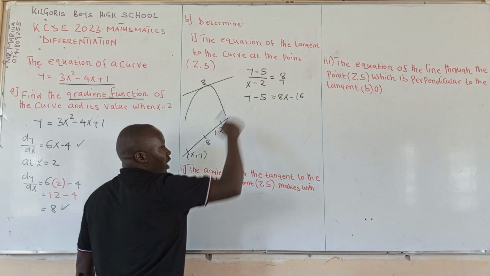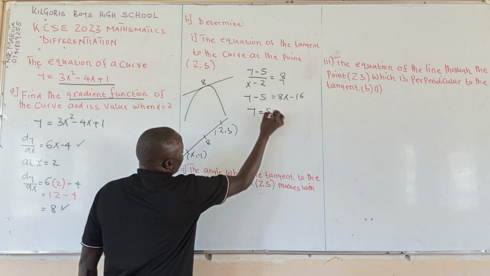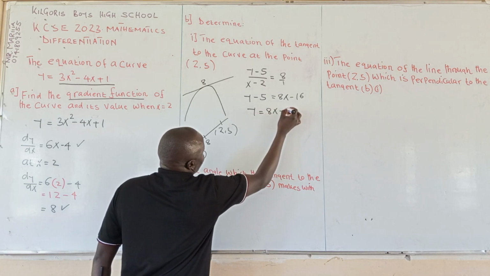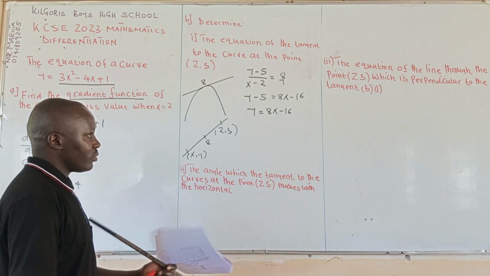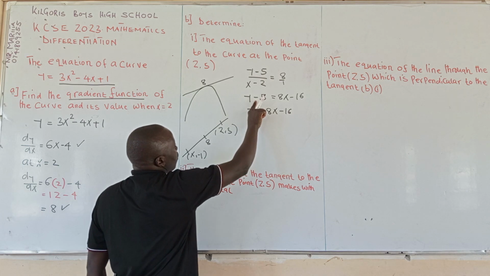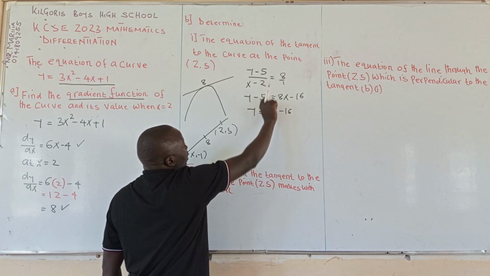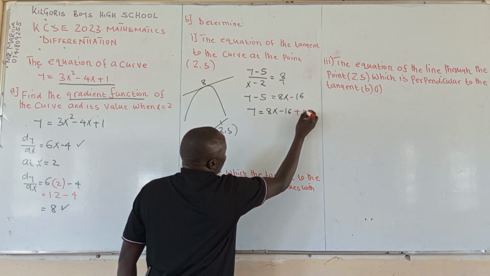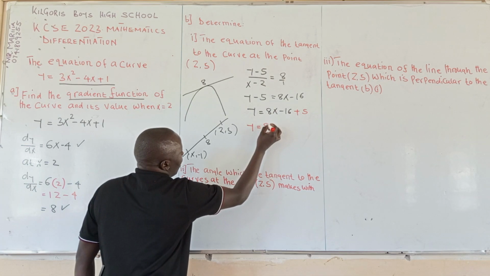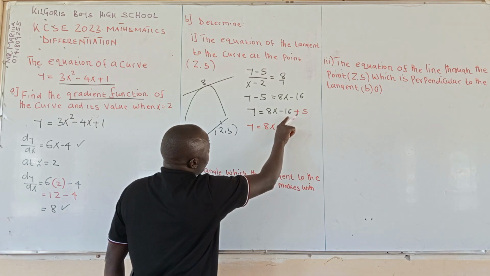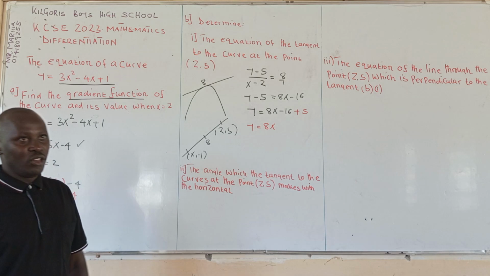So in the form y equals mx plus c, our equation will be 8x minus 16, and now you add 5. We are transferring this 5 from this side to this side. At this point here, it is negative, and when it crosses the equal sign, it becomes positive. So the equation of that tangent will be y equals 8x, then we have minus 16 plus 5. You can use a number line or you can use a calculator.